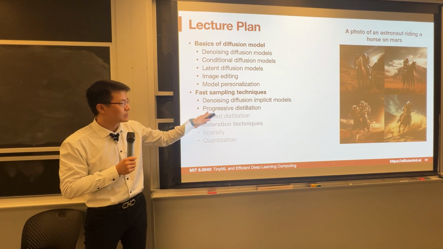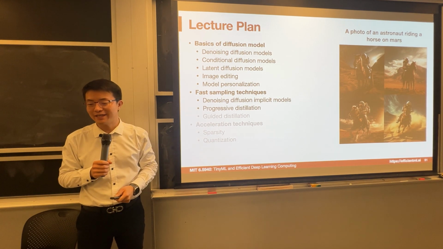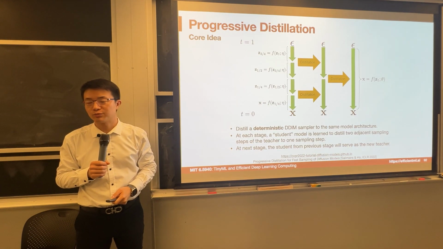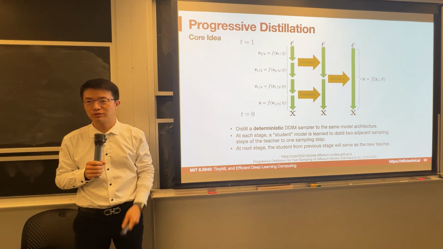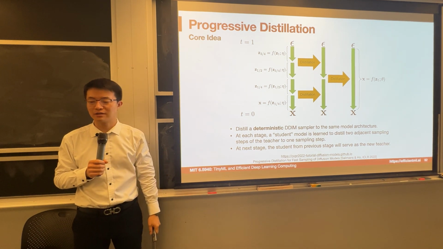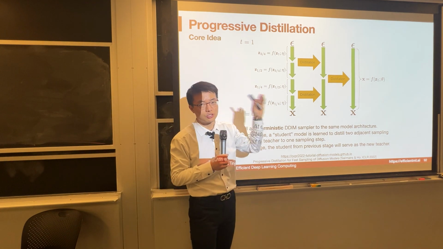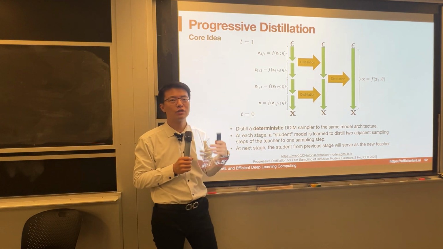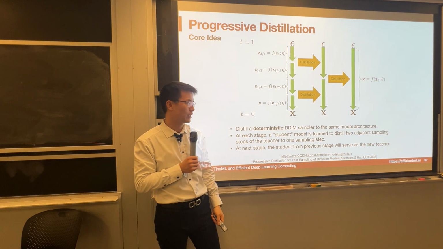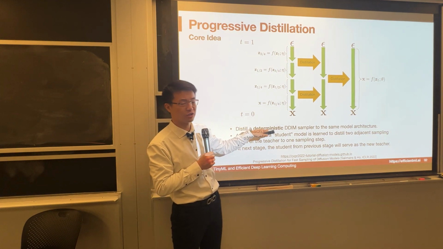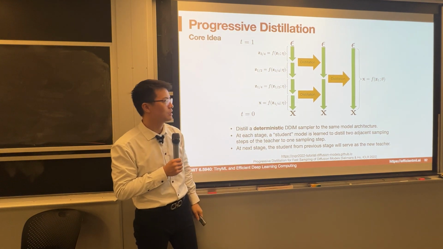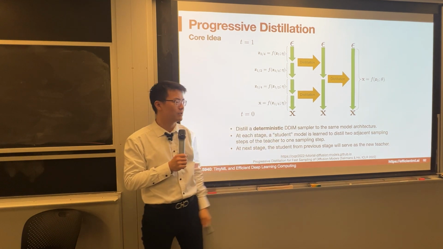So now let's talk about another technique, progressive distillation. We have learned distillation: we have a teacher model and a student model, and the student model tries to mimic the teacher model. But now we try to have a student model with 1 step learn from the teacher model with 2 steps. The condition is that it has to be deterministic, which is very important. So we can use DDIM rather than DDPM.